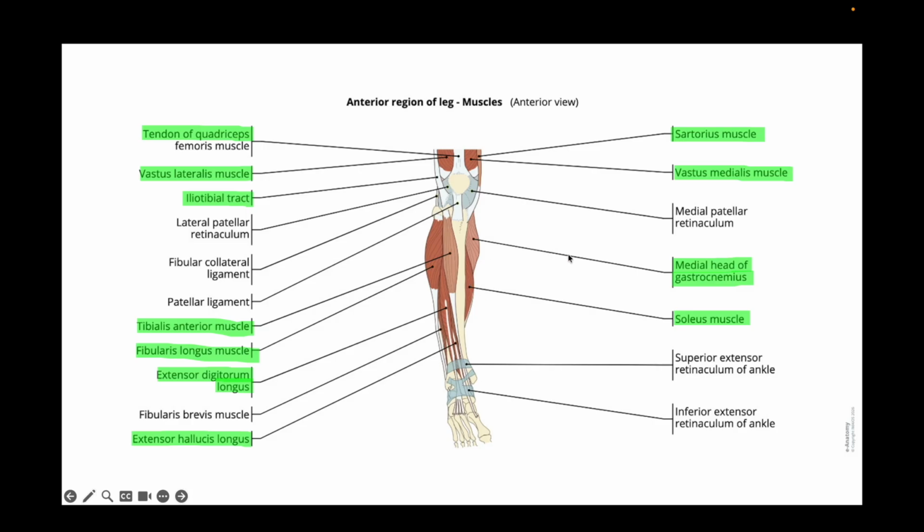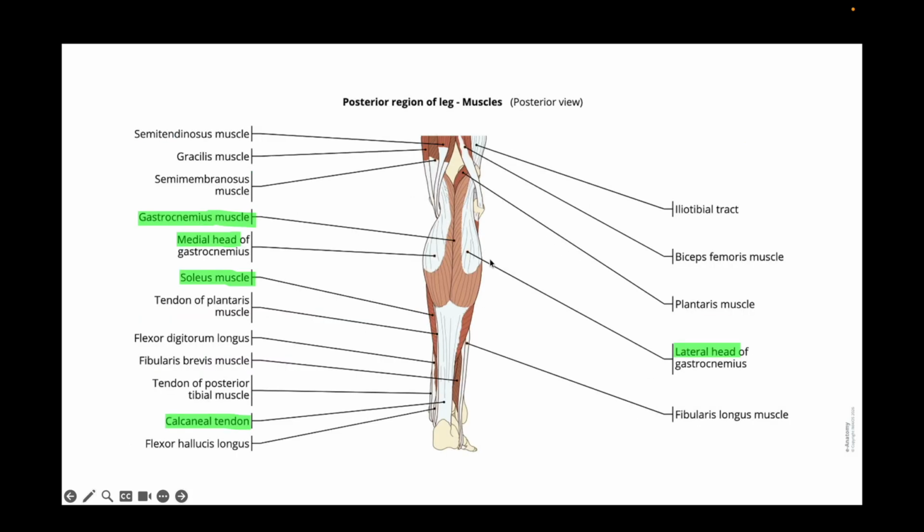Here you can see this is the posterior view of the thigh. You've got your gastrocnemius muscle. You've got 2 heads, the lateral and then the medial head. And then deep to this is your soleus muscle. And then these all join together into one tendon, which is your Achilles tendon or your calcaneal tendon. You can call it either or.